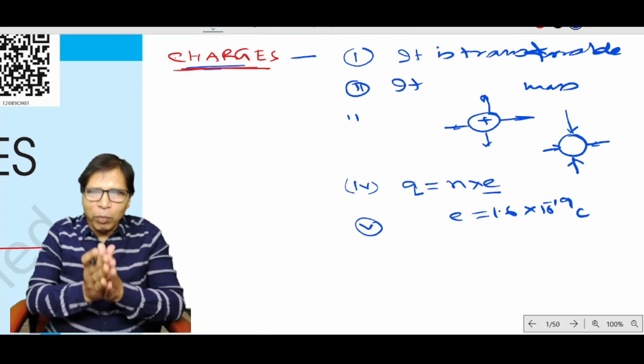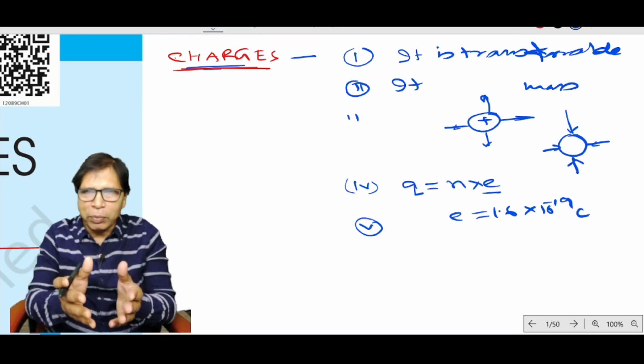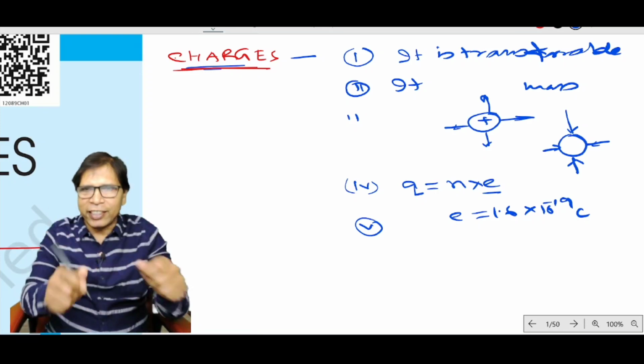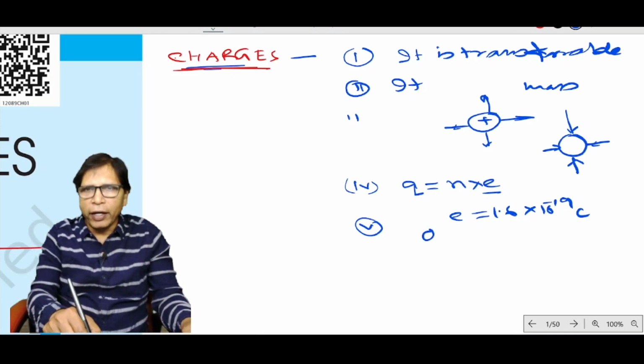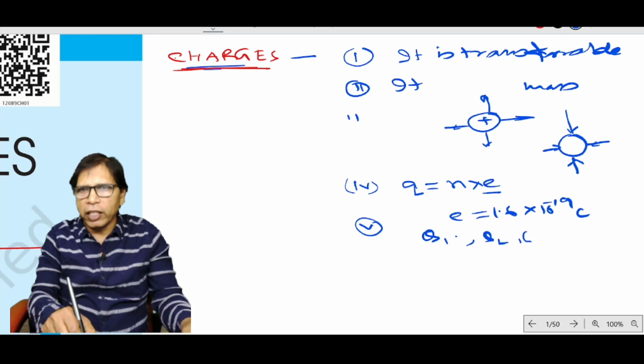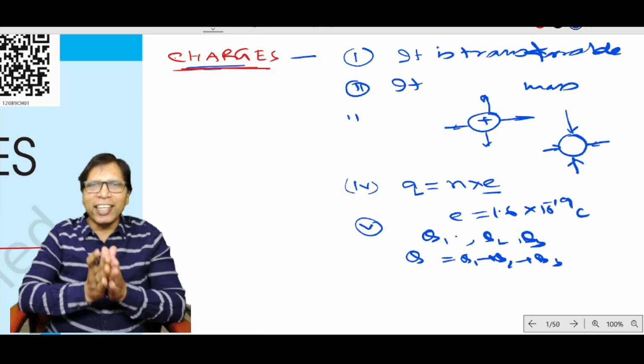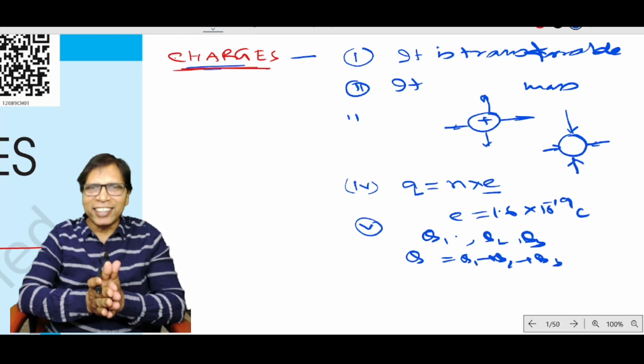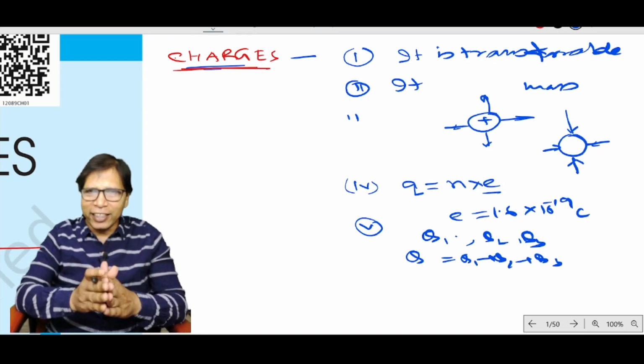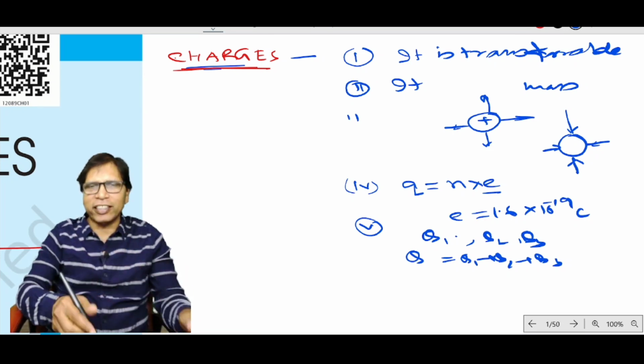The charge in a body is the sum of the charges in it. Suppose Q1, Q2, Q3 be the charges in a body, then total charge in the body is Q1 plus Q2 plus Q3. Okay, understood? And finally, conservation of charge. The charge in a system is always constant.